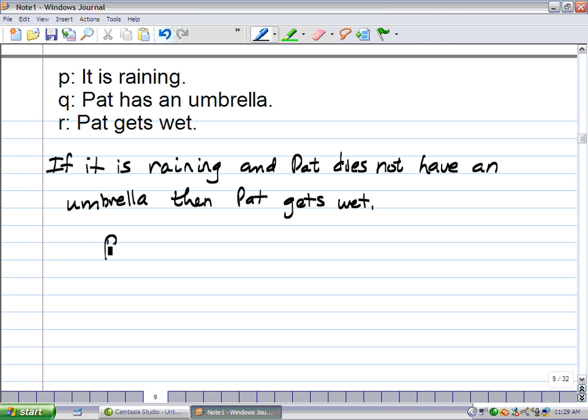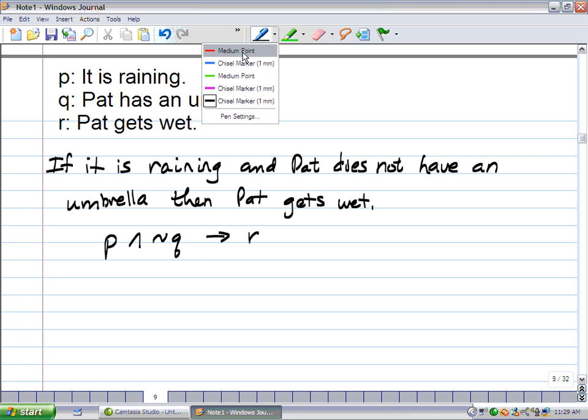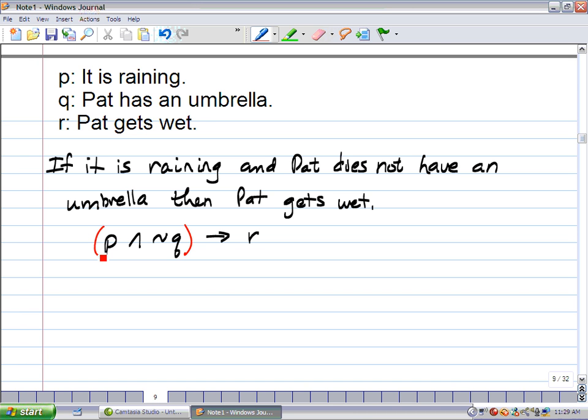Okay. So, if it is raining, Pat does not have an umbrella, then Pat gets wet. We're doing this part first because the order of precedence tells us. And we have only one thing from each level. If we had more than one of each thing, it would be ambiguous. It would be hard to tell. Sometimes impossible to tell. But in this case, we only have one not, one and, and one implication. So we know that the parentheses go around the P and not Q.